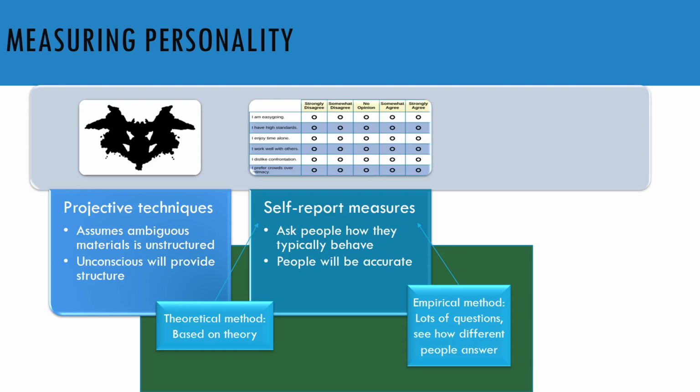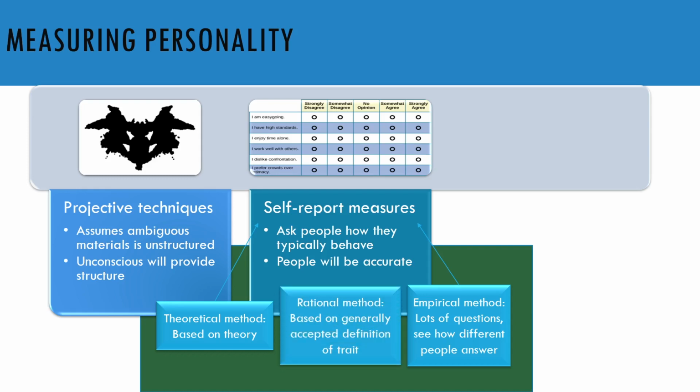So it's an empirical method where you let the way people answer actually help you to decide what the traits must be. Then there's the rational method. And that would be where you develop your questions based on some generally accepted definition of the trait. So there are a lot of scales that are developed like that. You can read scientific articles where they describe the process that they followed in developing their personality scale.